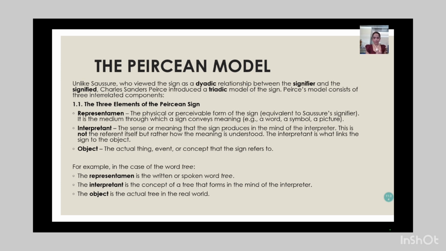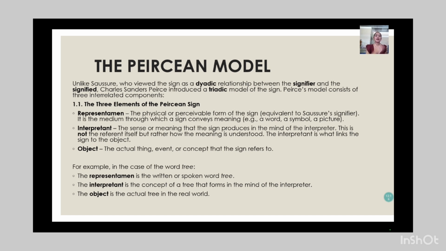Unlike Saussure, who viewed the sign as a dyadic relationship between signifier and signified, Charles Sanders Peirce introduced a triadic model of sign. Again, Saussure viewed the sign as dyadic, while Peirce introduced a triadic model. Peirce's model consists of three interrelated components. First is the representamen, second is the interpretant, third is the object.